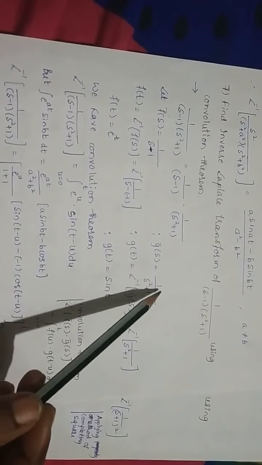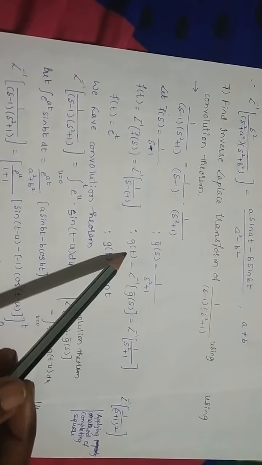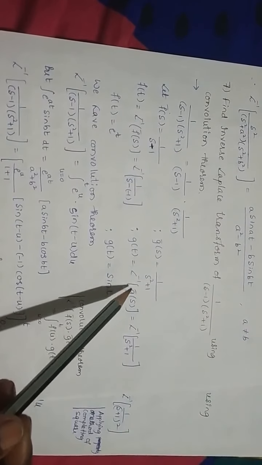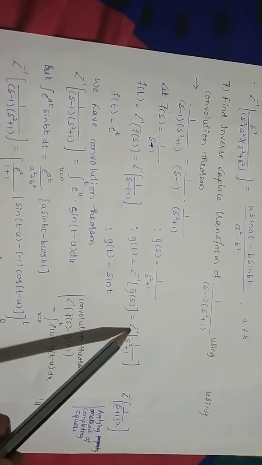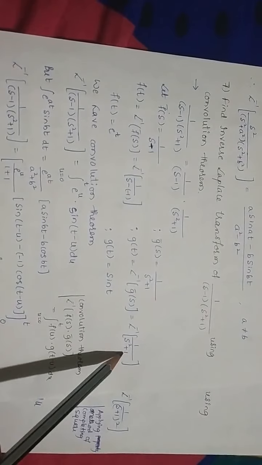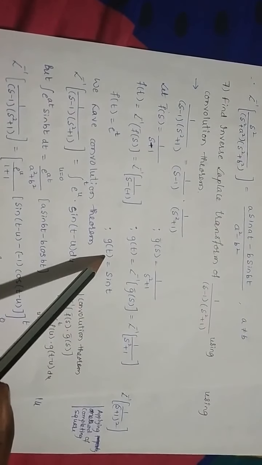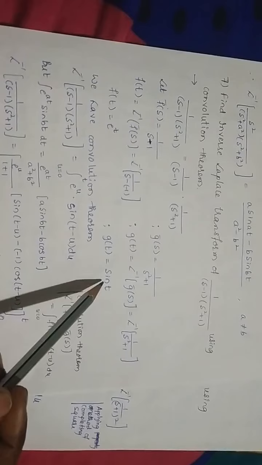g bar of s is equal to 1 upon s square plus 1. g of t is nothing but L inverse of g bar of s, which is L inverse of 1 upon s square plus 1. So g of t is equal to sin t. Inverse Laplace of 1 upon s square plus 1 is sin t.